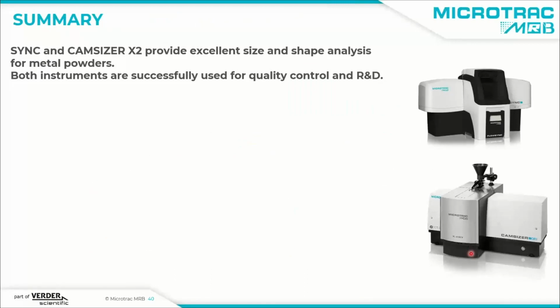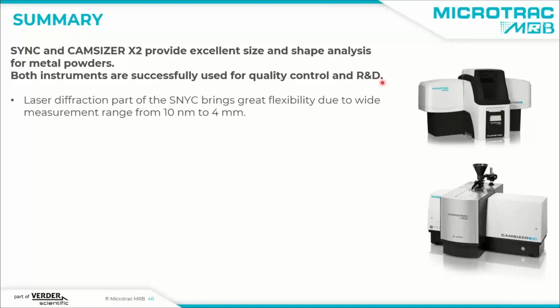So both the Sync and the ChemSizer X2 provide excellent size and shape analysis for metal powders. Both instruments are successfully used for quality control and also in R&D departments. So we have Sync customers and ChemSizer X2 customers in the metal powder industry. And so both instruments are suitable for that. It depends a little bit on where you want to put your focus.